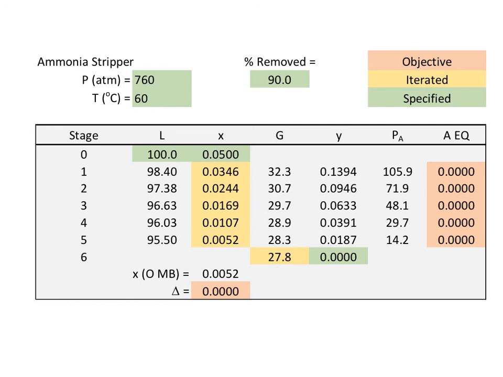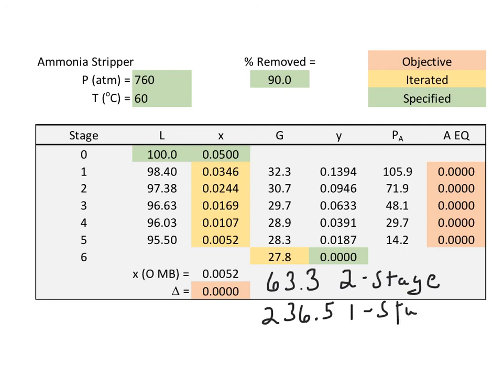You can compare this number to 63.3 moles per second for a two-stage separator and 236.5 moles per second required for a one-stage. So you really can see the benefit of adding more stages to a separation.